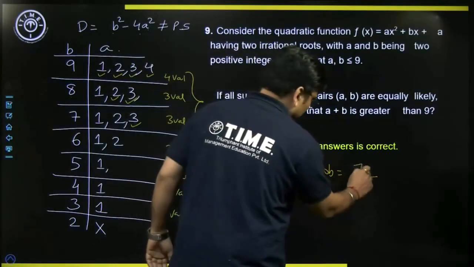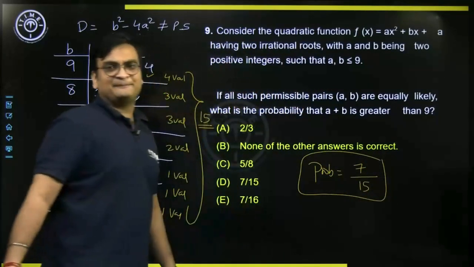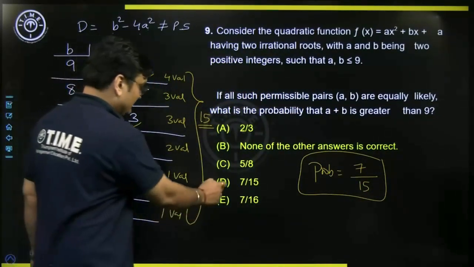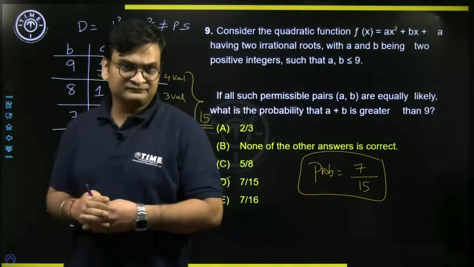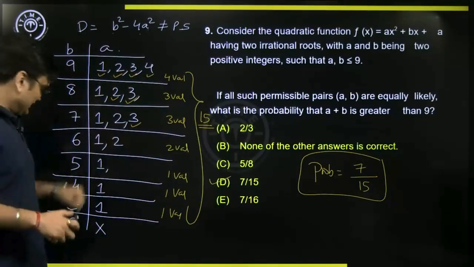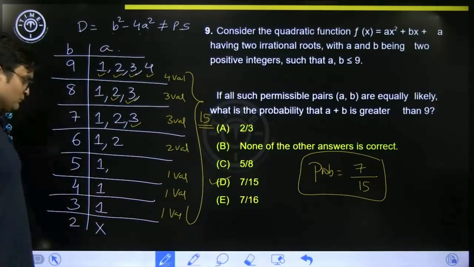So my answer will be 7 upon 15. So 7 by 15 would be the fourth option choice. That's going to be the correct answer. I hope we are clear with this. Moving on.